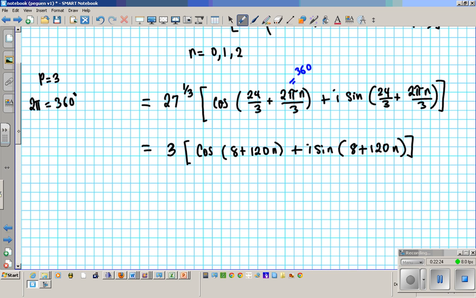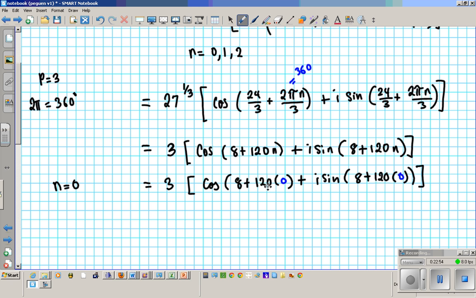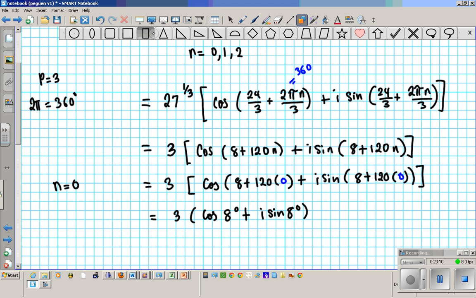So now we're going to start generating our roots, starting with n equals 0. For n equals 0, we have 3 times cosine of 8 plus 120 times 0, plus i sine of 8 plus 120 times 0. Since 0 is multiplied by these angles, they go away. So we simply have 3 times cosine 8 degrees plus i sine 8 degrees. That's your first answer, for n equals 0.